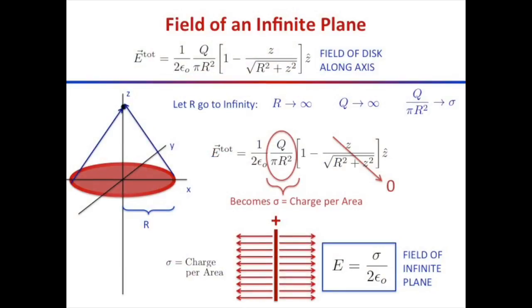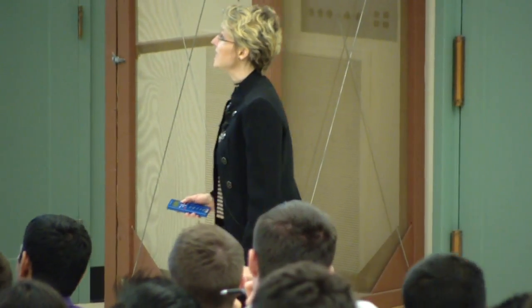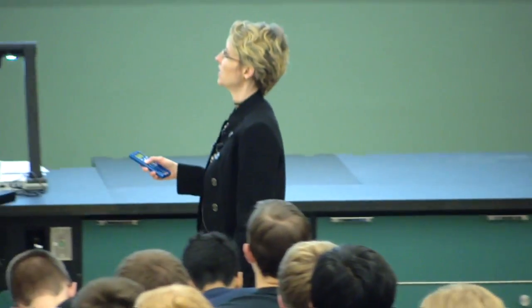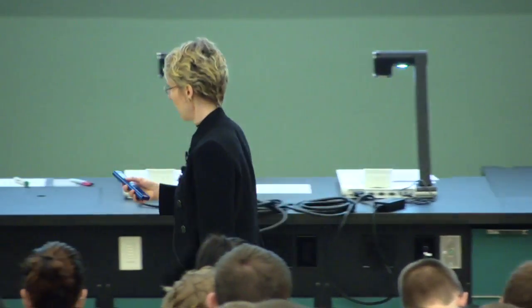All right, this is nice and simple, right? This was kind of a complicated equation, but when you take it to the infinite plane limit, it's a very nice, simple equation. Now that we have one infinite plane, we're not going to stop there. One infinite plane has an electric field of sigma over 2 epsilon naught. Actually, before we go adding two planes to the problem, let's think a little bit more about this infinite plane, because it's a bit weird.